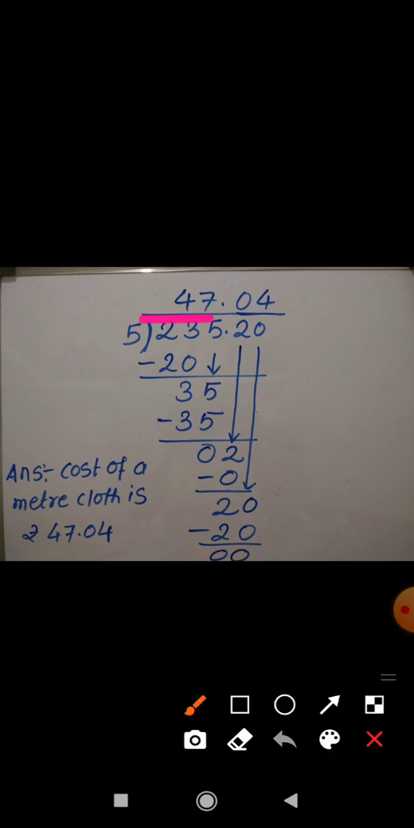Here the quotient is 47.04. So this is the cost of 1 meter of cloth. Hence the final answer is: the cost of a meter of cloth is 47.04, or we can say 47 rupees 4 paise.